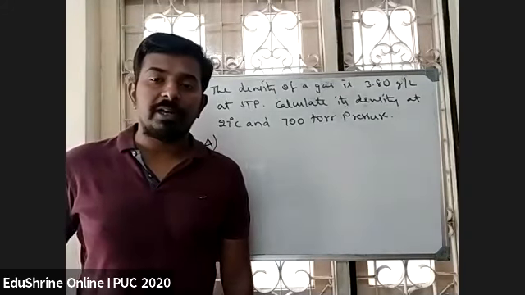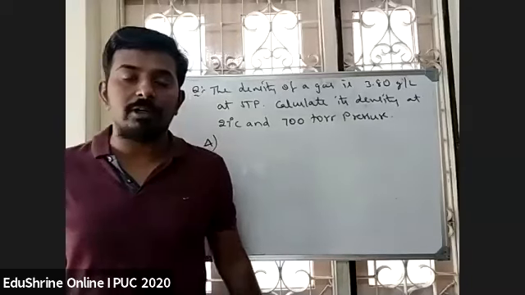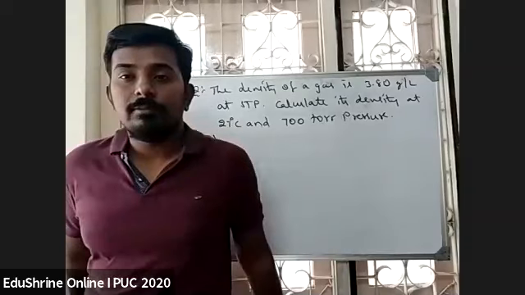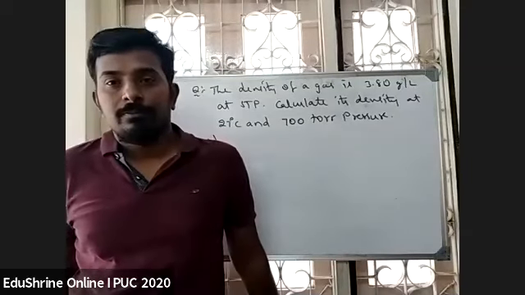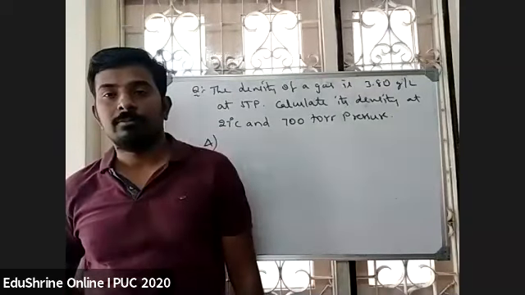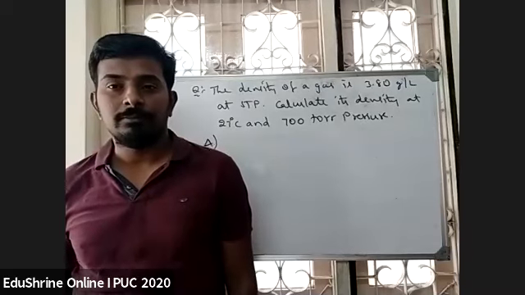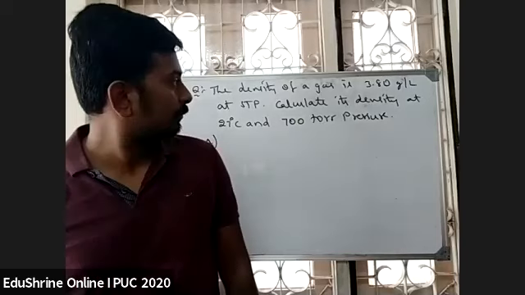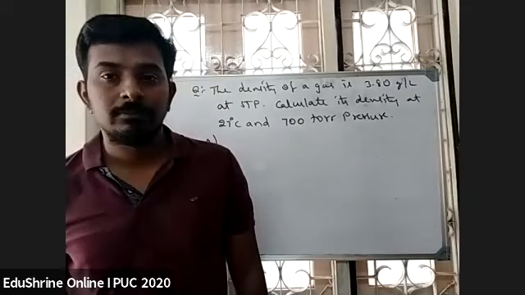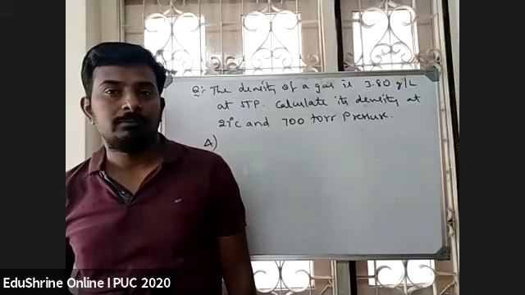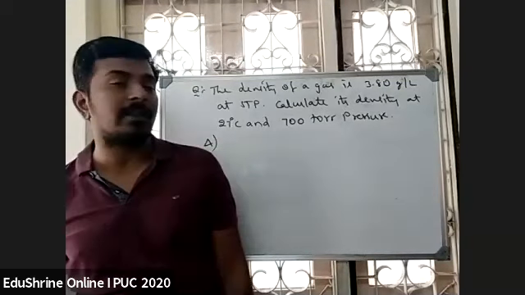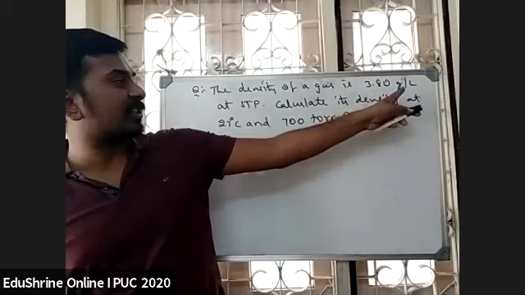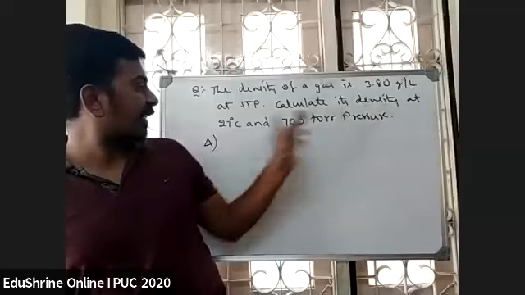Because the R value I am taking as 0.0821, you need to convert it again. R value is 0.0821 liter atmospheres. One density I have given, you need to calculate the other density. One density is at STP conditions, the other density at these conditions.